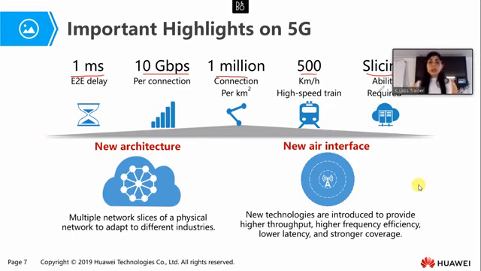So to reach these performances, we need a new architecture and a new air interface. Today we are going to talk about this new architecture and new air interface. On the new architecture, we are going to see that we have different options to build up our 5G network. And also we are going to see which new technologies are introduced in the air interface to reach a higher throughput and higher frequency efficiency, a lower latency, and a stronger coverage.